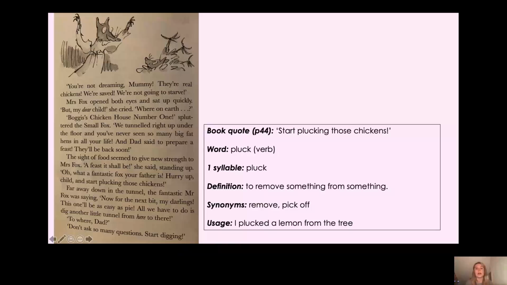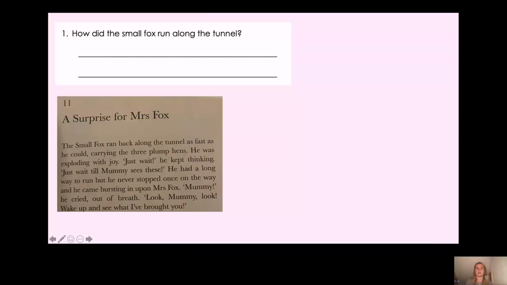Well, now let's have a look at some retrieval questions together. So here is our first question. How did the small fox run along the tunnel? Now, can you see that our question here starts with one of our question words, doesn't it? Which is how, okay? So we're looking at how, which means we're needing to give an explanation about something.